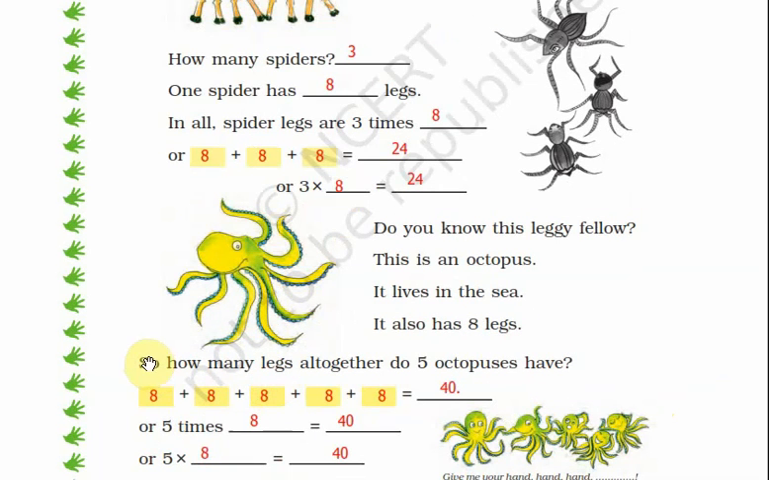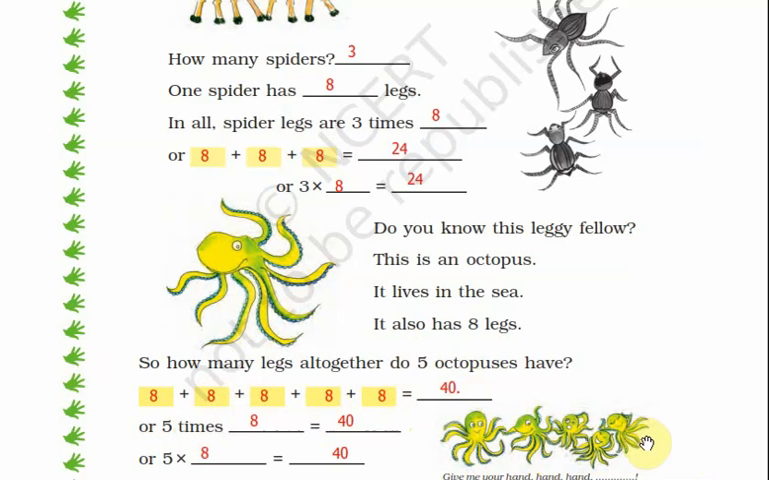So, here it is given, how many legs altogether do 5 octopuses have? You can see here 5 octopuses are there. We have to find out the number of legs together. Altogether, how many legs are there? So, 5 times what? How many legs? 8 legs. So, 5 times 8. Otherwise, 8 plus 8 plus 8 plus 8 plus 8. One has 8 legs. How much? You will get the answer 40.